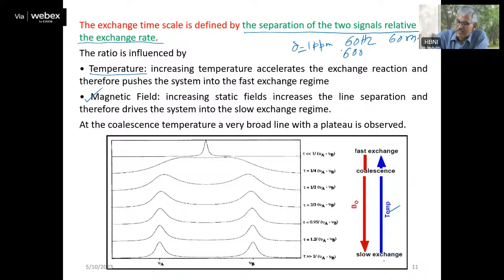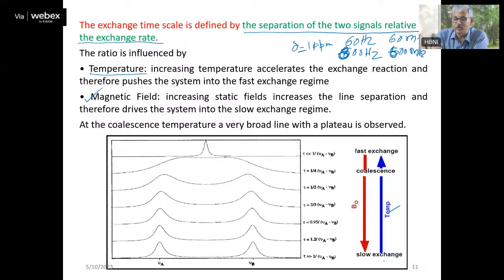Sorry, this is 300 hertz, 300 hertz in 500 megahertz. No, I'll put 600 megahertz, so it will be 10 times. So this will be 600 hertz, so it will be just 6 times. So you see, your delta has now increased. Okay, it has now increased.